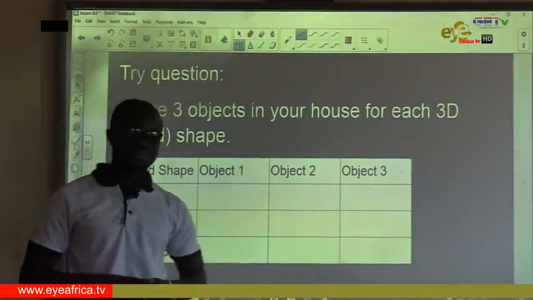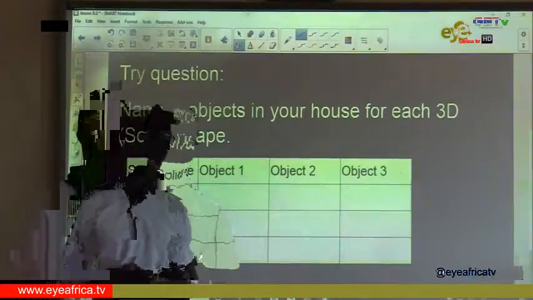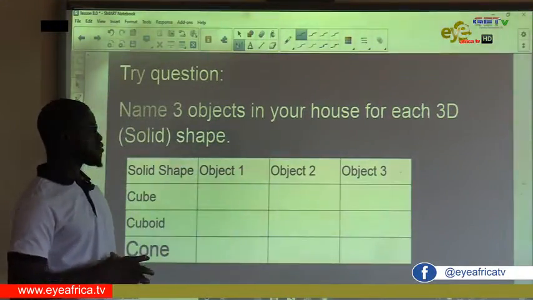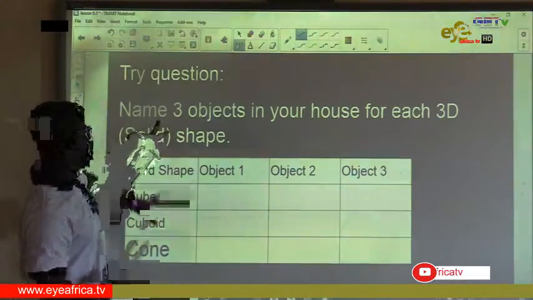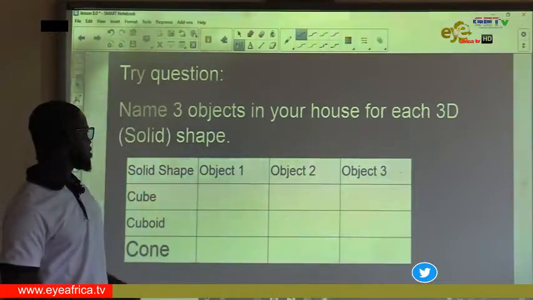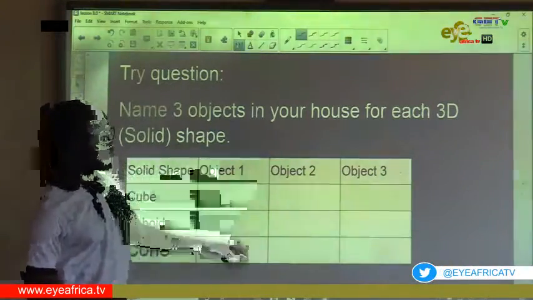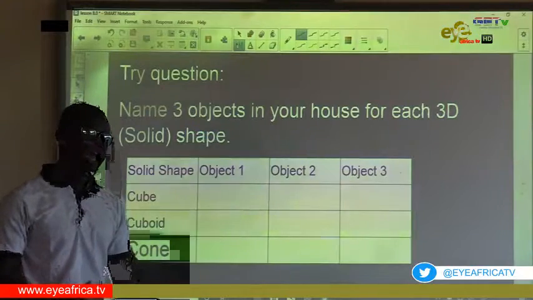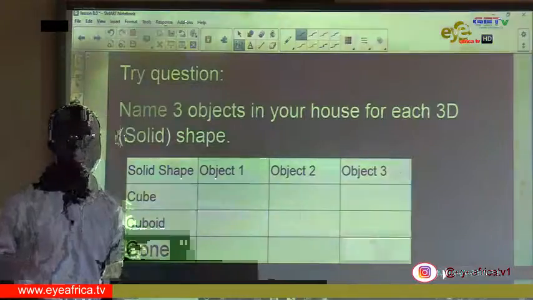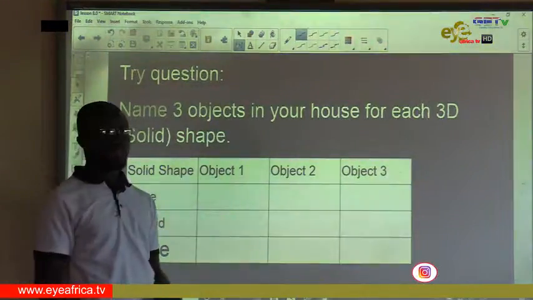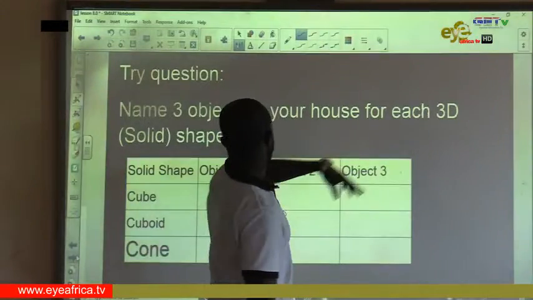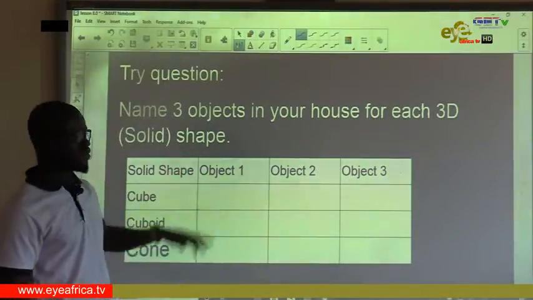This takes us to the final slide, which is the try question. Now, in this try question, name 3 objects in your house for each 3D solid shape, where 3D means 3 dimensions. Remember here, we talk about thickness, which gives you the height, the length, and the breadth. Name 3 objects in your house for each 3-dimension shape or solid shape.